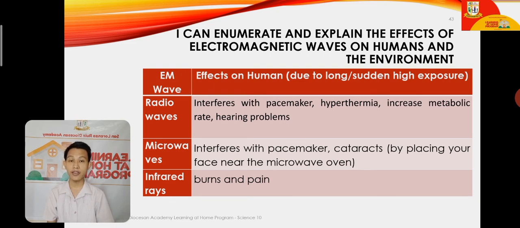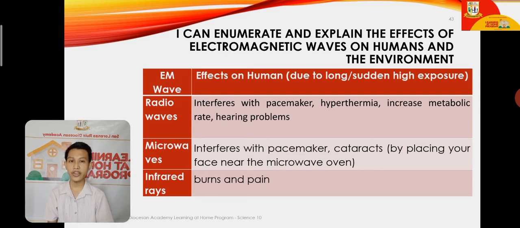Another one is hyperthermia. Baka overexposure ka na doon sa isang television, or sa isang source ng radio waves, so pwede kang mag-cause ng hyperthermia. Increased metabolic rate and hearing problems kung sobra yung tutok mo doon sa source of the sound.